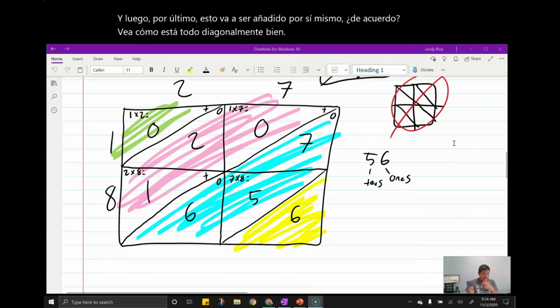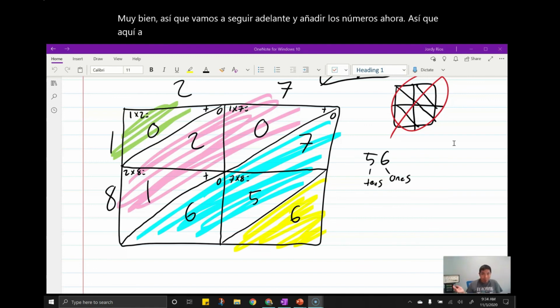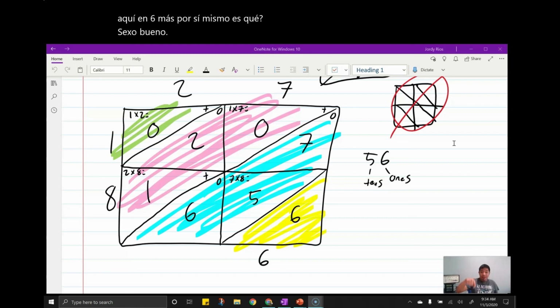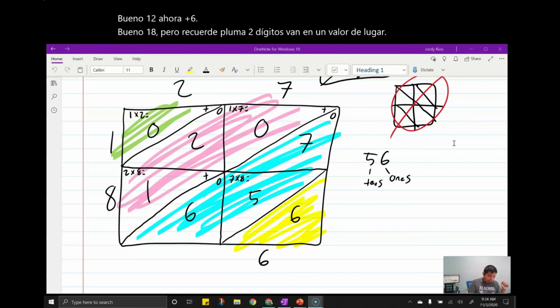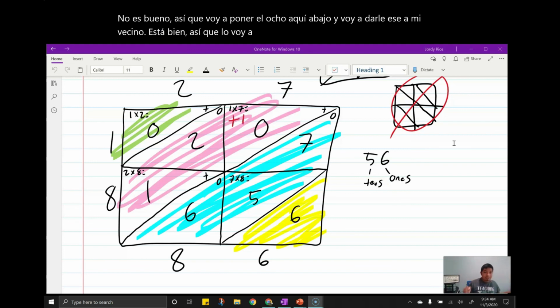All right. So let's go ahead and add the numbers now. So here, 6 by itself is what? 6. Good. Okay. Now we have 7 plus 5 plus 6. Remember, do one thing at a time. So what's 7 plus 5? Good. 12. Now plus 6. Good. 18. But remember, can 2 digits go in one place value? No, good. So I'm gonna put the 8 down here and I'm gonna give that 1 to my neighbor, okay? So I'm gonna put it here in red so that way I don't get confused.